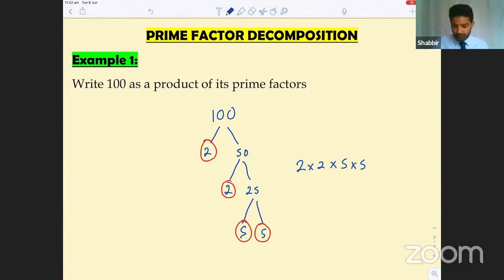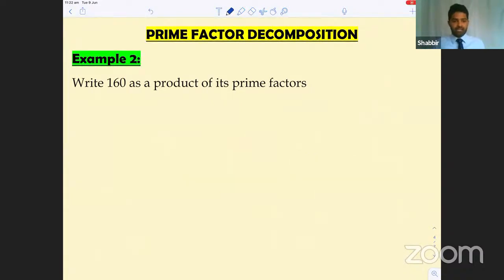Now I'm going to do another example, and this time we're going to use 160. So we're going to write 160 as a product of its primes. If you want to have a go at this yourself, feel free to do that. I'm just going to go through this.